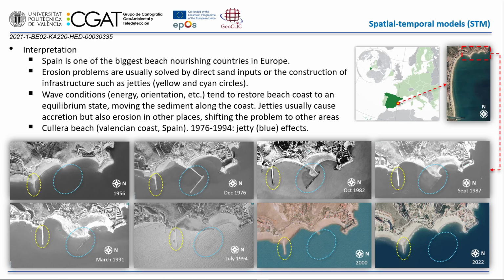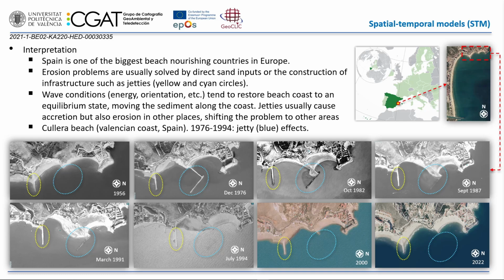Among the most used solutions, we can mention the sand nourishment and the construction of barriers such as jetties. These barriers interrupt the natural transport of sediments, promoting the accumulation of sand in some places, but favoring the erosion of sediments in others, which only leads us to transfer the problem to other areas.